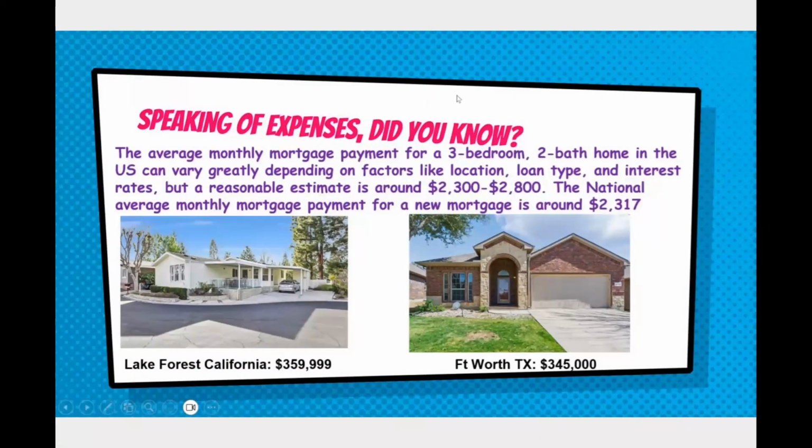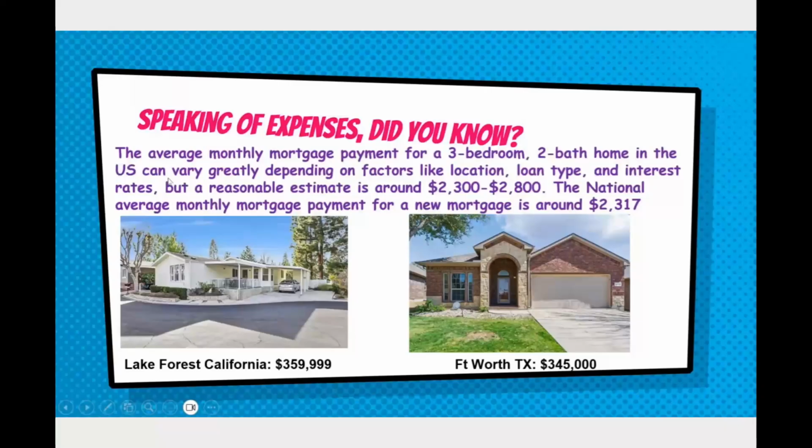So we're going to use that. The average monthly mortgage payment for a three-bedroom, two-bath home in the U.S. can vary, like I said a second ago, from location. You also have something called loan type, which we won't really get into a whole lot. And obviously, when you have a mortgage, you pay interest on that mortgage. Right now, the interest rates are about double of what they were when I bought my house in 2018.